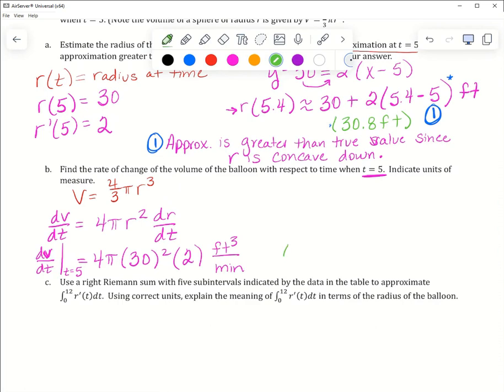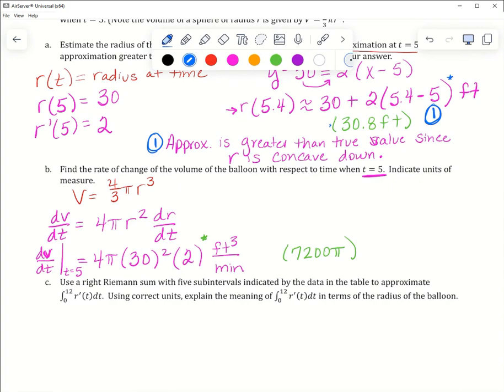Just FYI, if you simplified, you better have gotten down to 7,200 pi. And how sad that some people put 7,200 and forgot the pi and didn't get the answer point. So again, that's why I like stopping right here as long as I label. Well, I'll go ahead and do the points on this one. And there's a part that's in part C as well.